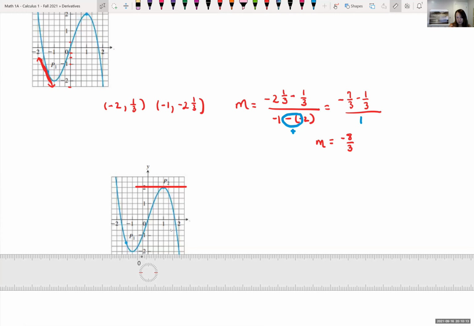And I could choose 2 points on that line, but I also remember that horizontal lines have a slope of 0. Because our y value is the same, so the change in our y value is going to give us 0 over a different x value. A 0 over a number is 0. Okay.